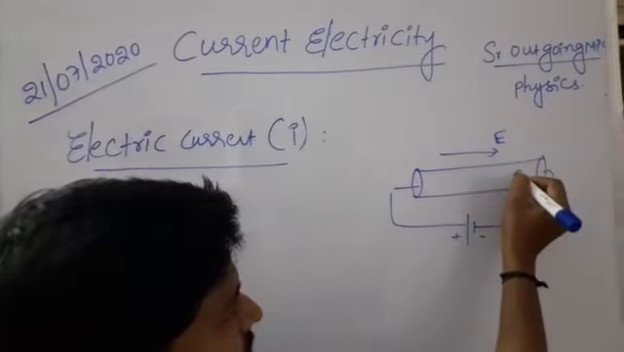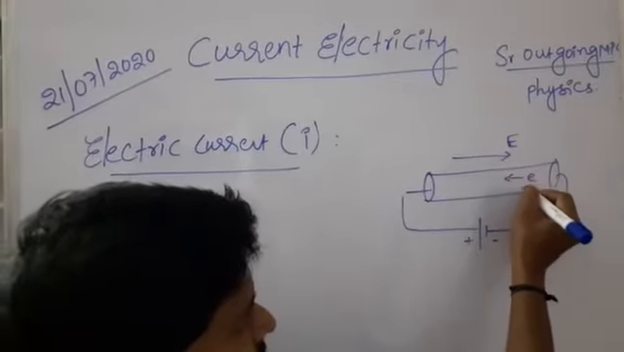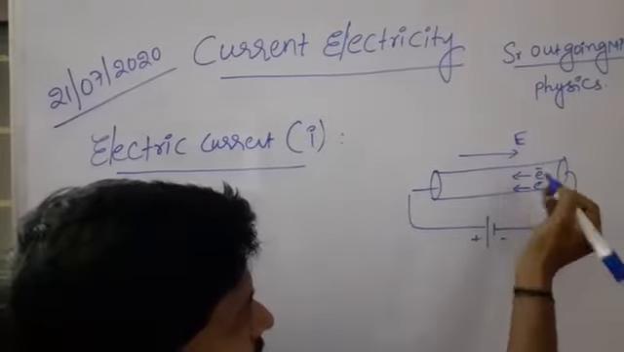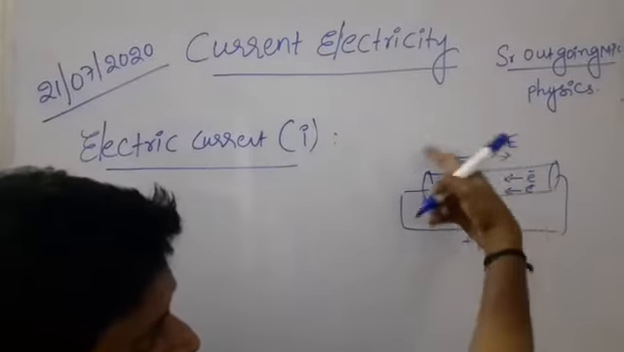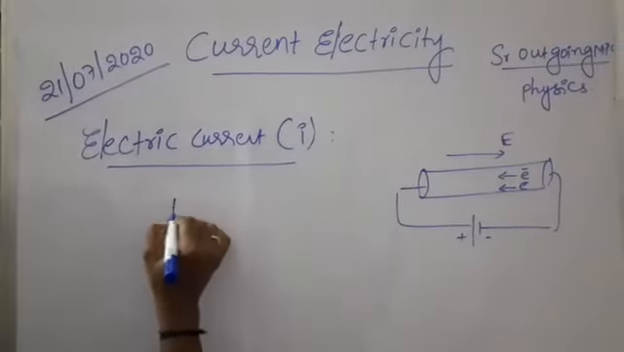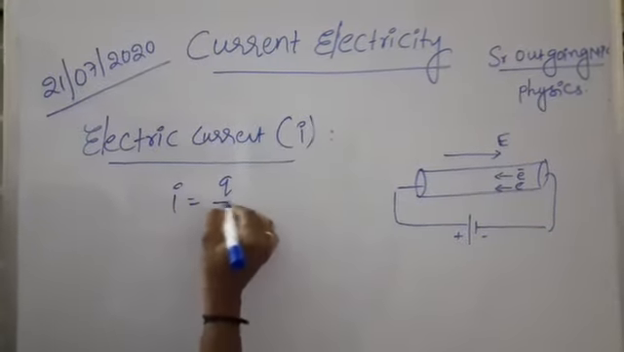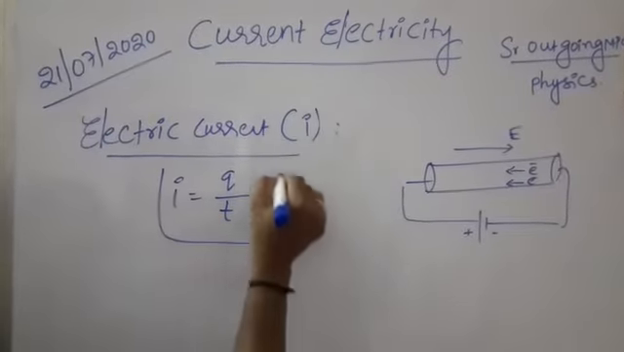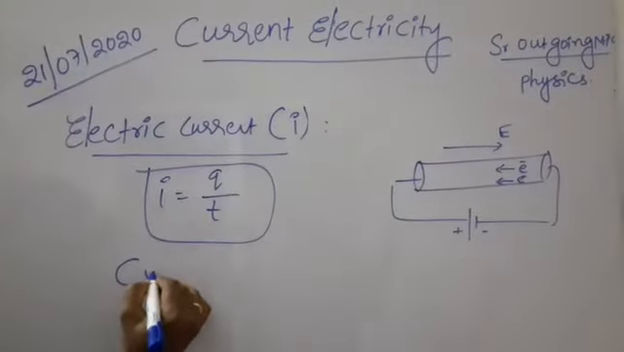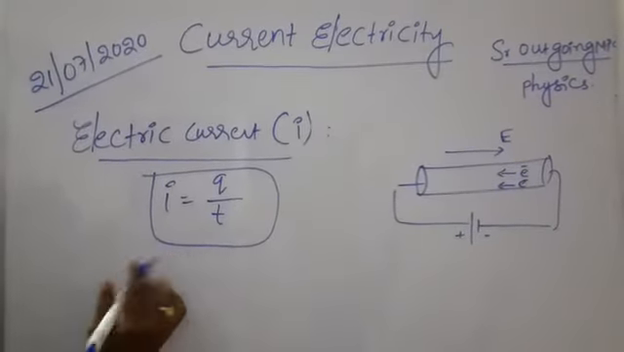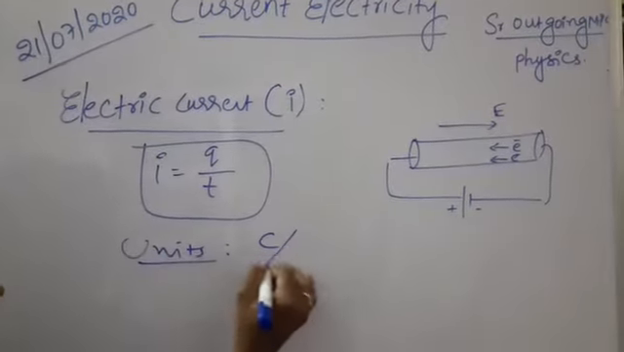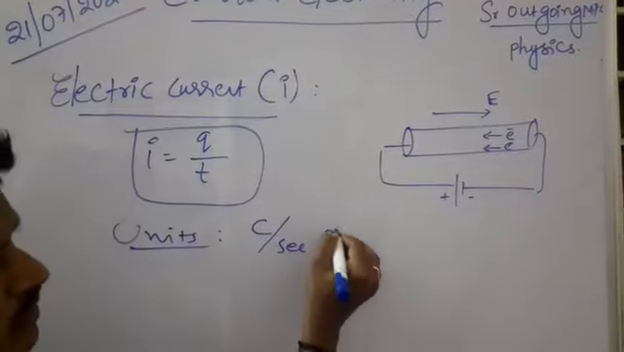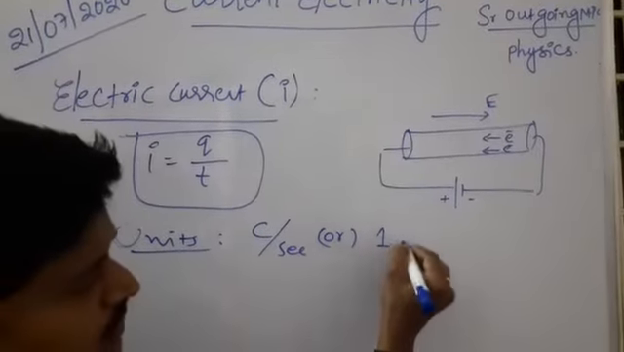Then the electrons move opposite to the direction of the electric field. So the flow of charge through any cross section of the conductor per unit time is called current. I is equal to Q by T. Units: for electric current, charge is measured in coulombs and time in seconds. 1 coulomb per 1 second is nothing but 1 ampere.